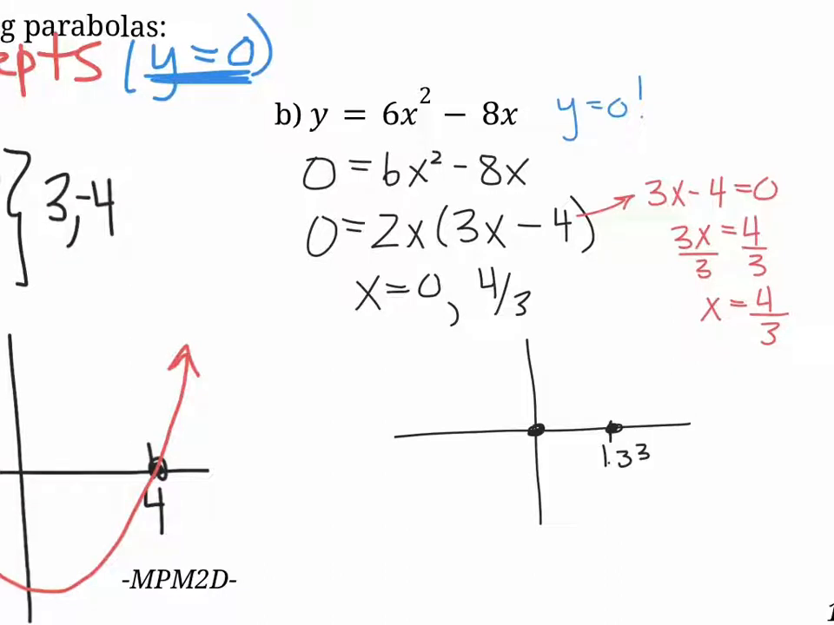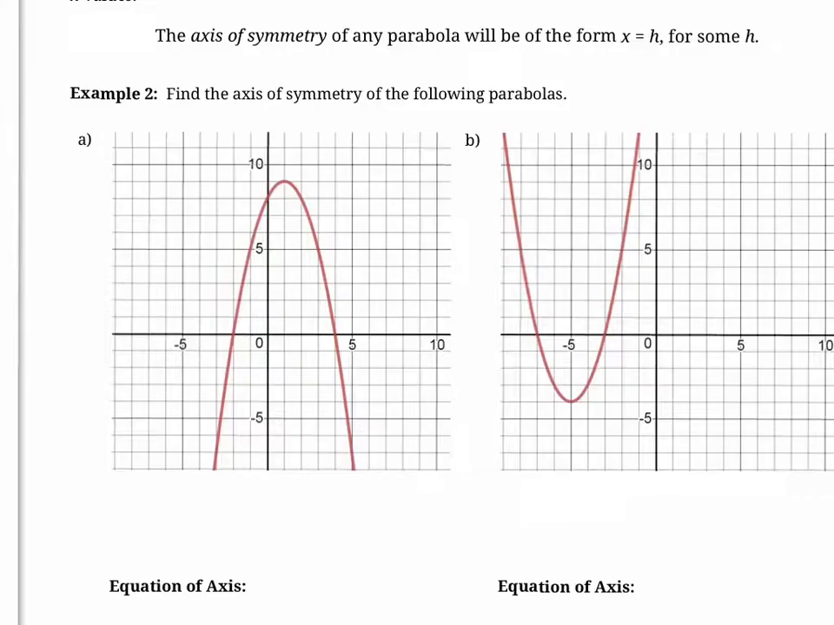Now the question is, does this parabola open up or does it open down? Well, what is our a value? Our a value is 6. That's a positive number, so this is also going to open up, just like this. Now let's learn about another characteristic. This characteristic is called the axis of symmetry.